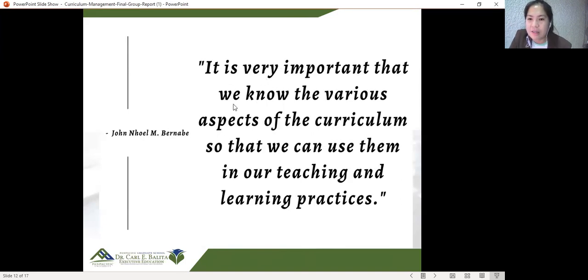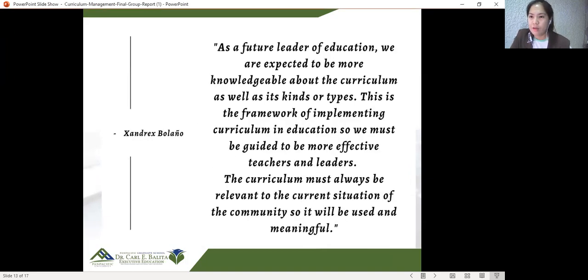Next, based on Mr. John Noel and Bernabe, he said that it is important that we know the various aspects of the curriculum so that we can use them in our teaching and learning process. That is good, so that we have different perspectives about particular things that we need to know, or the relevant things that we need to know in curriculum. Next is based on Mr. Sandrek's idea. As future leaders of education, we are expected to be more knowledgeable about the curriculum as well as its kinds or types.